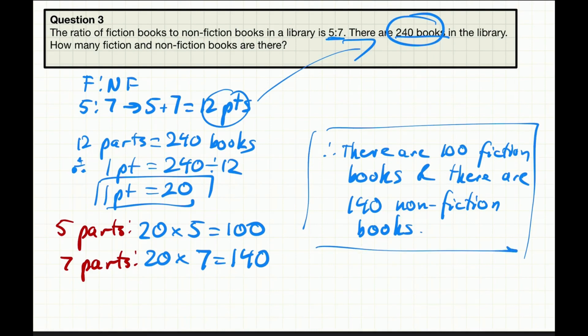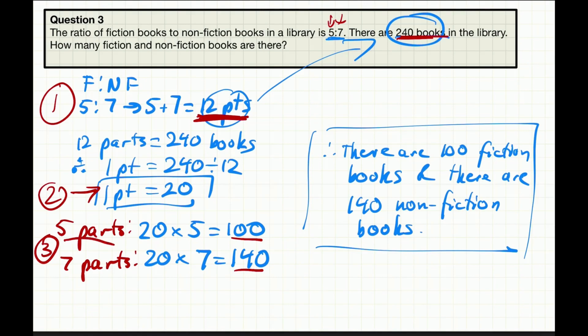So there we have it. That is how we solve ratio problems. Just a quick recap in terms of our general process. First of all, we find the total number of parts by adding the 2 numbers in the ratio. Second thing we do is we find out how much 1 part is worth, and we do this by dividing our total number of whatever we have by the total number of parts we've found. And then step 3, we find out how much is represented by the number of parts that we're finding, in this case how much 5 parts is worth and how much 7 parts is worth. And we do that by multiplying how much 1 part is worth by how many parts we want to find. And there we have it.